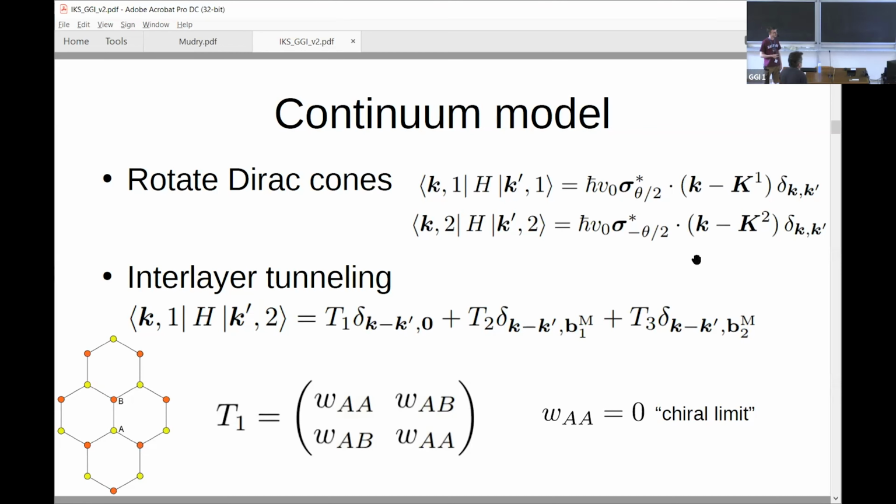So you're getting rid of the two other Dirac cones per layer? There are two Dirac cones per layer. What happens to the other Dirac cones?